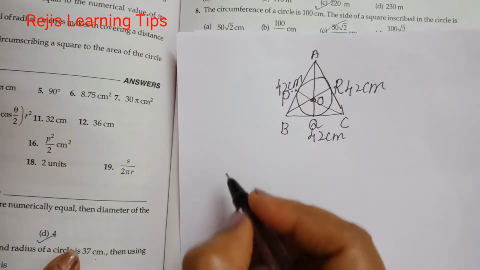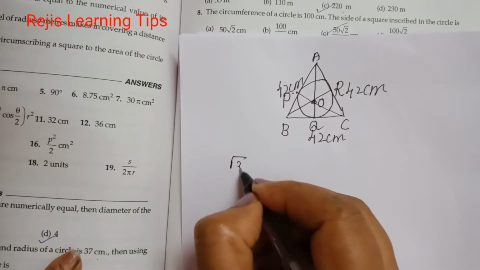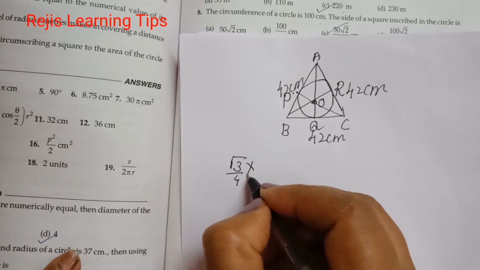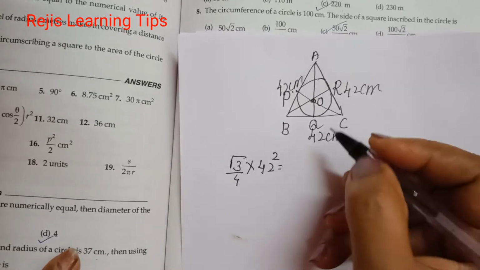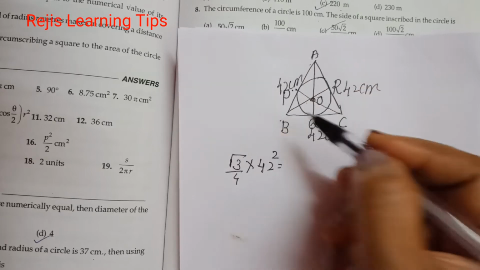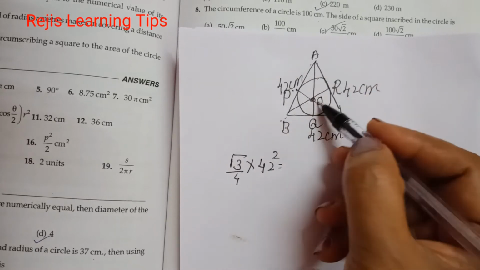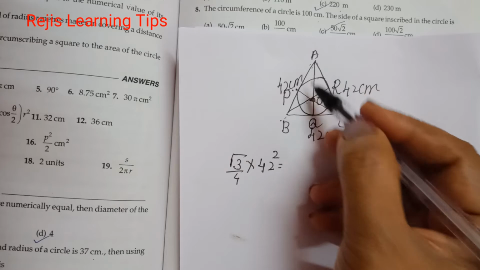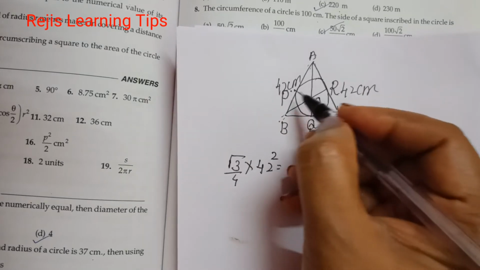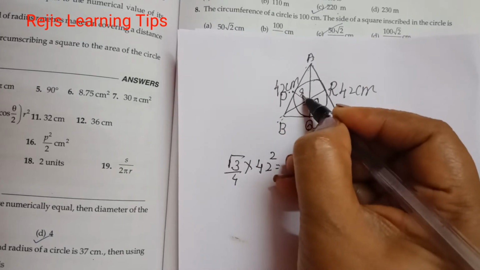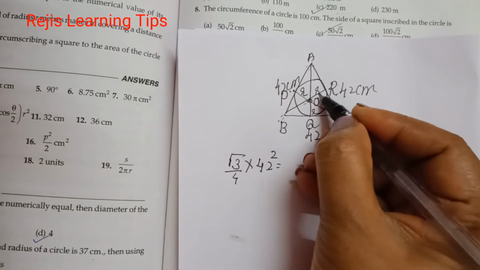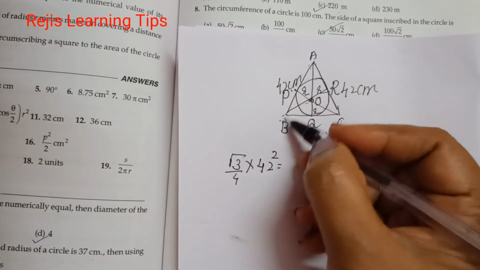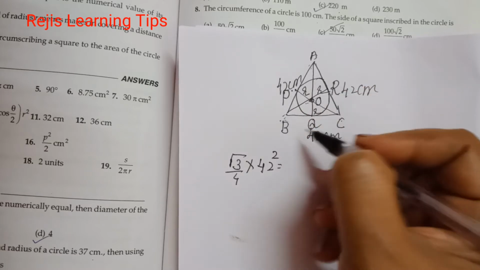Then area of equilateral triangle ABC means that is root 3 by 4 A square. A means that is 42 square. That is equal to area of the triangle AOB plus area of the triangle BOC plus area of the triangle AOC. Area of the triangle AOB means half into base into altitude. Here altitude is radius of the incircle, and here also radius of the incircle, and here also radius of the incircle. In the case of equilateral triangle, its all sides are equal.